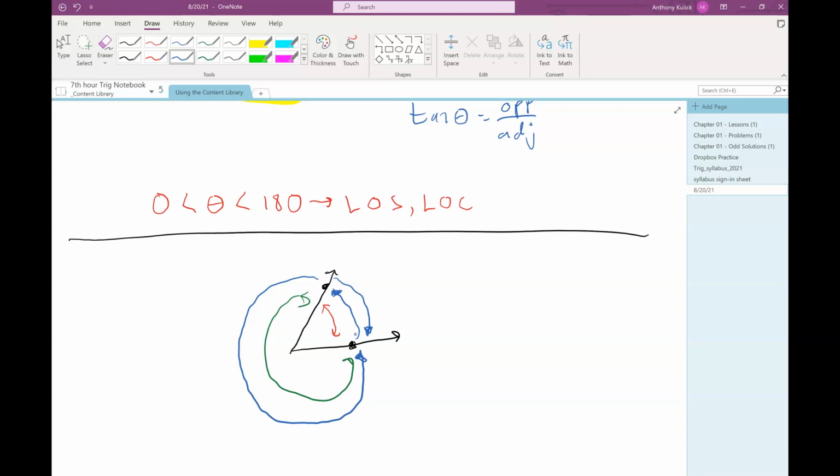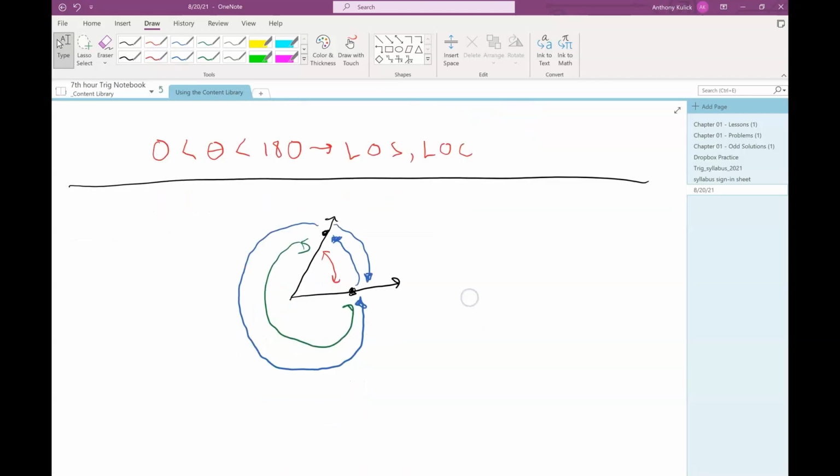Is that okay? So that's the next step. We'll want to extend this so that we can have angles between 0 and 360, right? Or you can do a full turn or whatever.